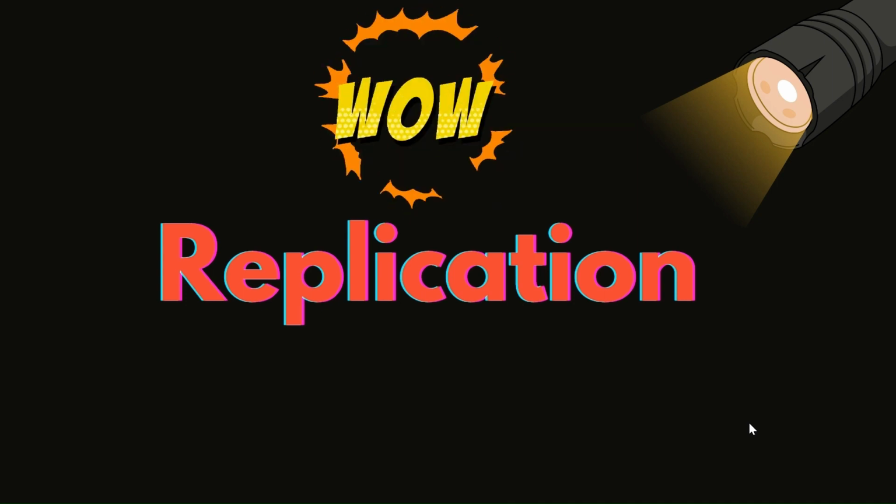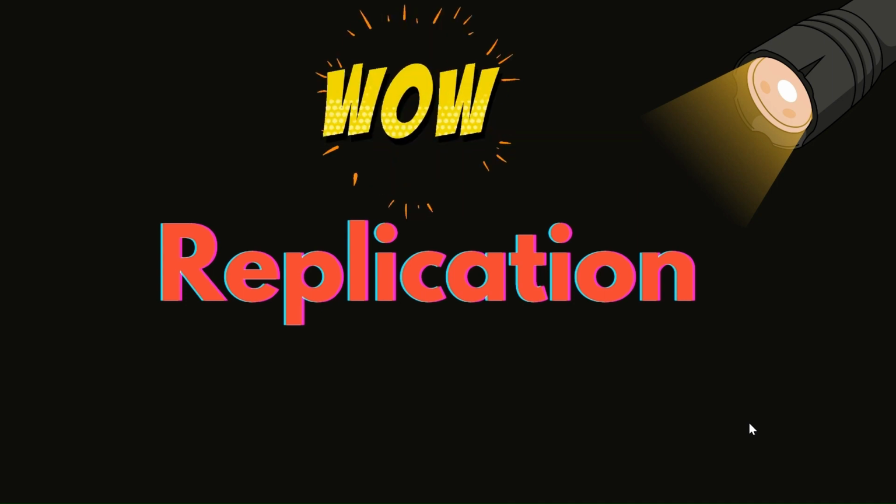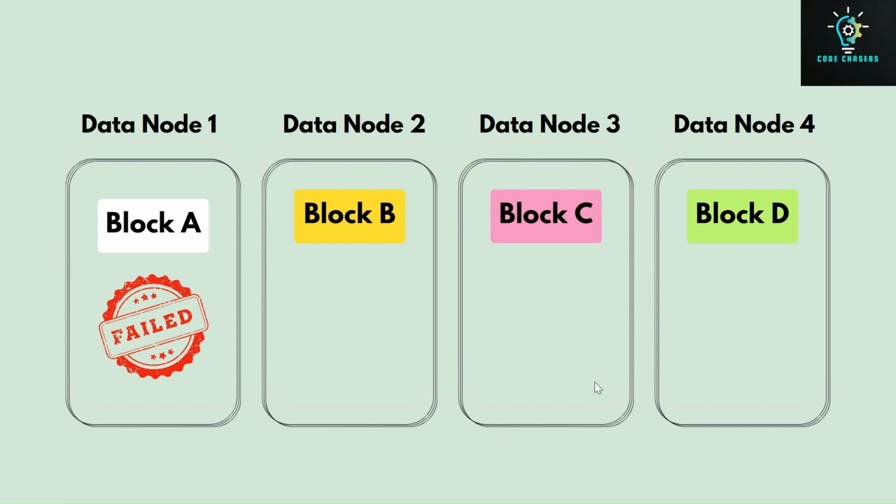Here, replicas means you can treat it as a duplicate copy of the blocks, a duplicate copy of the data. If data node 1 fails, the data present in block A is lost. As per the replication concept, block A will have its own replicas in other data nodes. Let us assume block A has its own replica in data node 2 and also in data node 4.